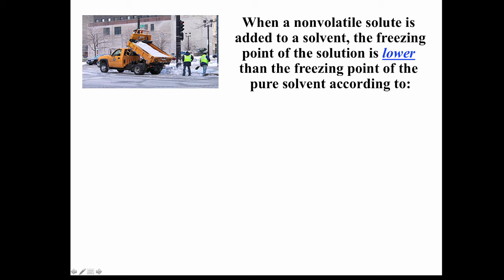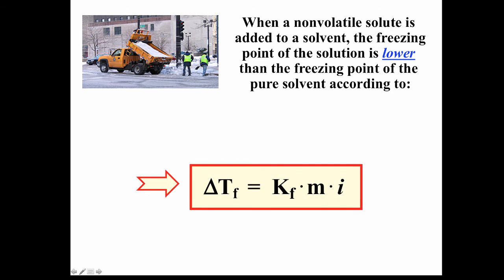Note that non-volatile solute means that the solute doesn't evaporate very easily, and salt is, of course, an example of that. And the solvent in this case is water, and so the salt and water mixture freezes at a lower point than 0 degrees Celsius, which means that the roads aren't going to be icy at 0 degrees. They won't freeze until somewhat lower than that. And how much lower depends upon how concentrated the salt and water solution is.